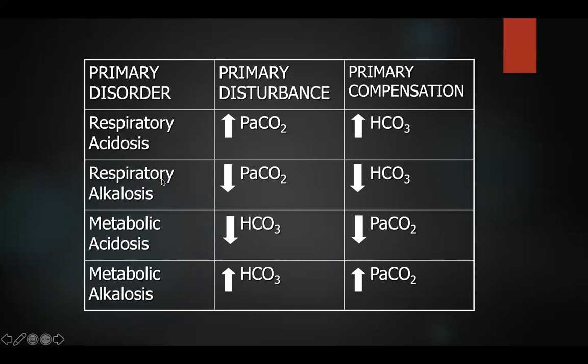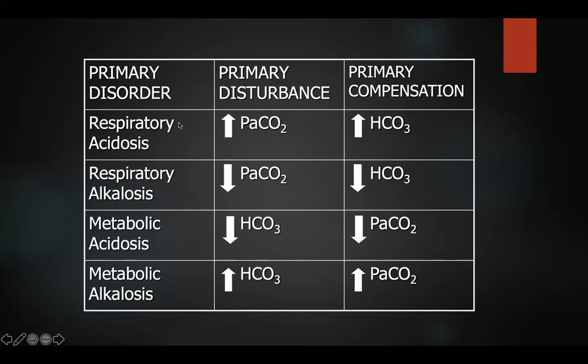Respiratory alkalosis is characterized by lower levels of PaCO2 but a higher pH, more than 7.45. The primary compensation for that is to lower bicarbonate. For metabolic acidosis, if you have low bicarbonate levels, then your primary compensation is to decrease the PaCO2. For metabolic alkalosis, if you have a higher bicarbonate, then you have a higher PaCO2.